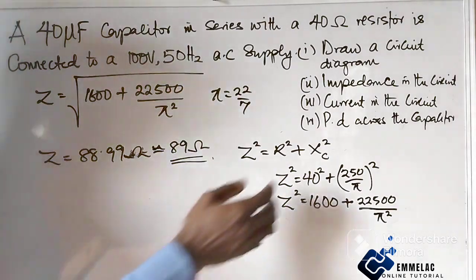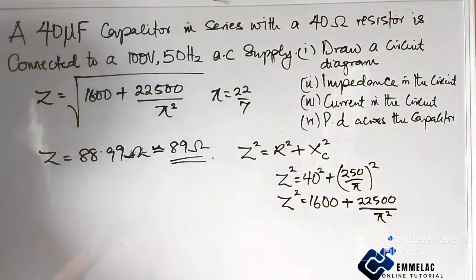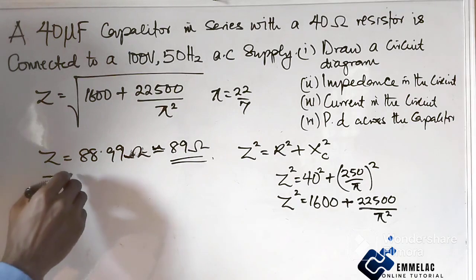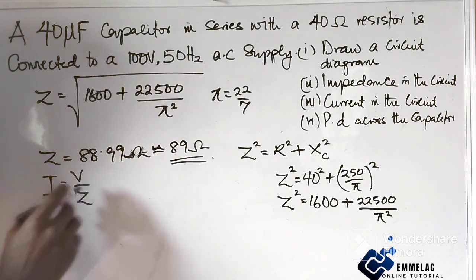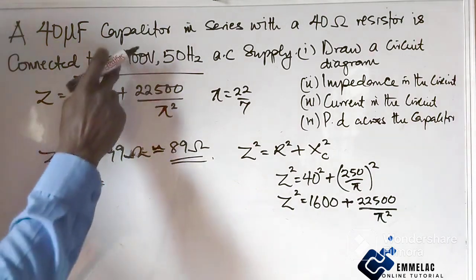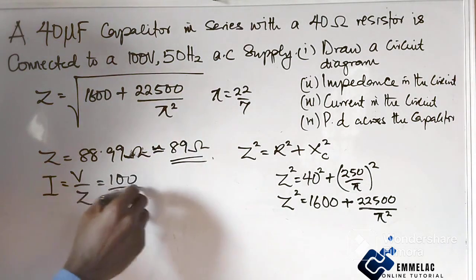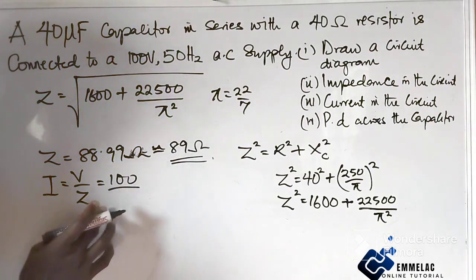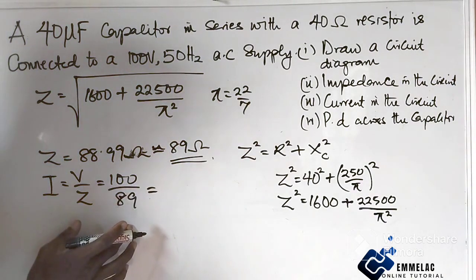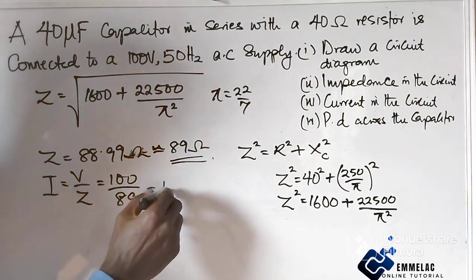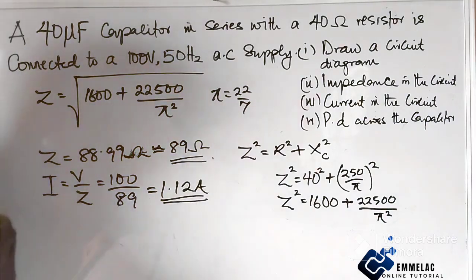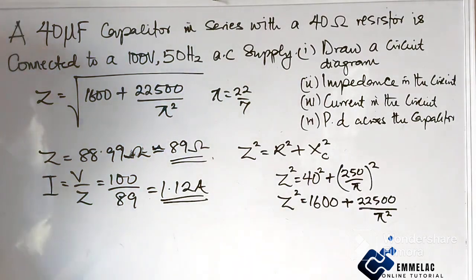Okay, I guess we are left with the current. Alright, the current. So we have that I is V over the impedance. Our voltage here is 100, over our impedance 89, and using our calculator here, what we probably get is 1.12 amperes.